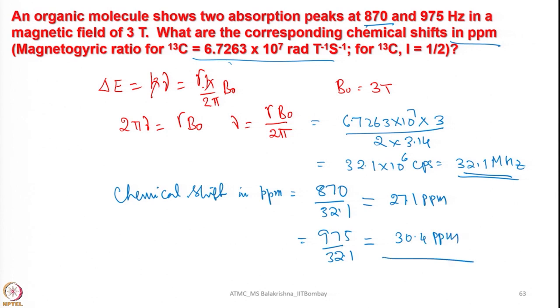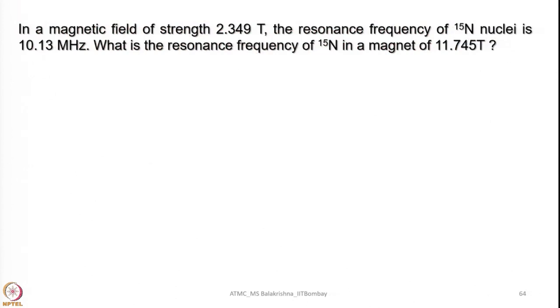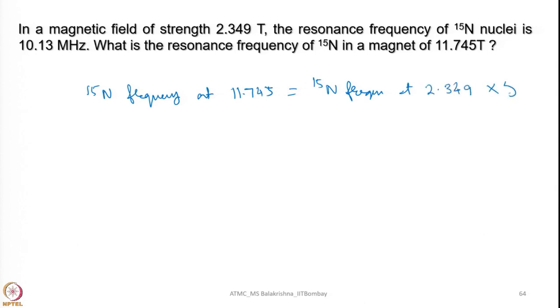Now let's look into another example. In a magnetic field of strength 2.349 Tesla, the resonance frequency of 15N nuclei is 10.13 megahertz. What is the resonance frequency of 15N in a magnet of 11.745 Tesla? So now we have to see the 15N frequency at 11.745 equals 15N frequency at 2.349 times 5. So that means basically 10.13 into 5 would give you 50.65 megahertz. That is it.